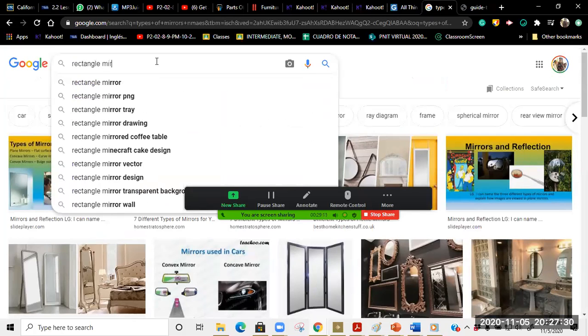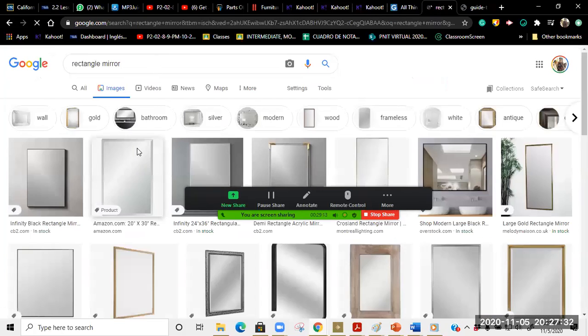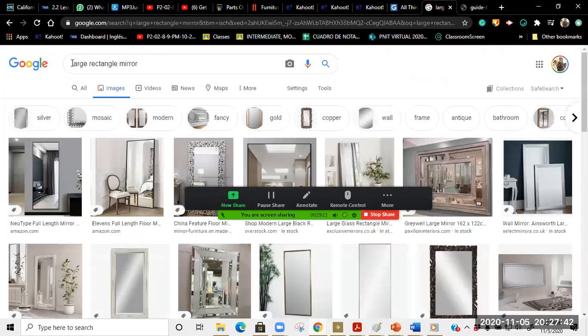Rectangle mirror. Okay. Porque puede ser rectangular. Large rectangle. Si es largo, large. Si usted tiene un espejo que se puede ver completo, entonces sería large. Si es pequeño, sería short. Like this. Do you have one like this? This is large rectangle mirror.